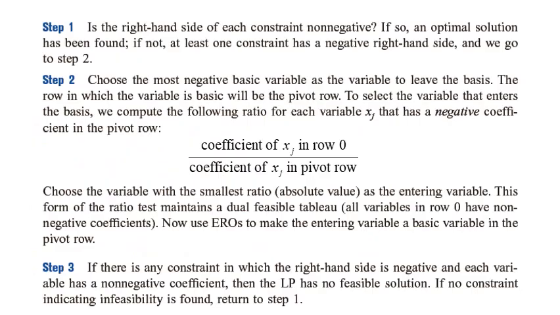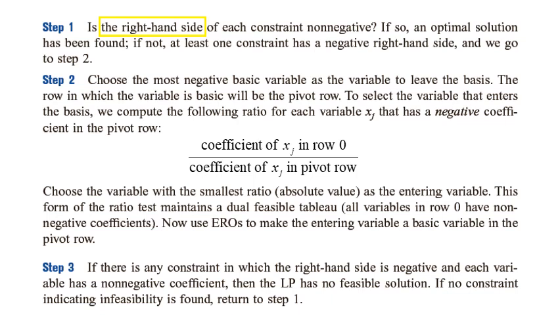Here are the 3 steps in the dual simplex. I will highlight the key of each step. For the first step, the key is checking if there is any right-hand side that is negative. If there is negative right-hand side, we're going to step 2. If there is no negative right-hand side, then we have reached the optimal solution. So if there is a negative right-hand side, we go to step 2.